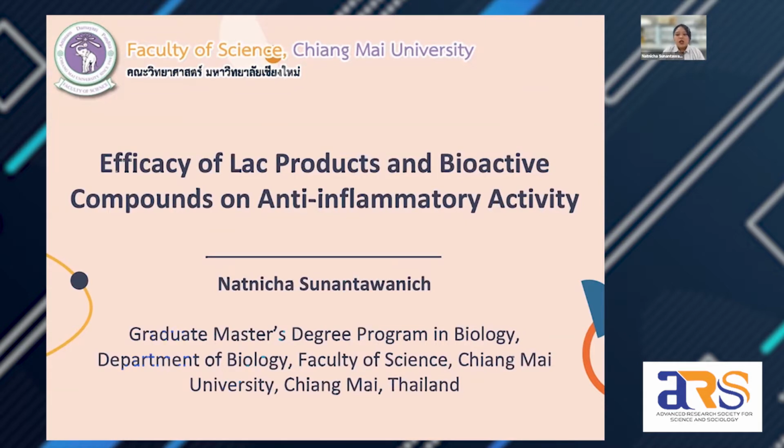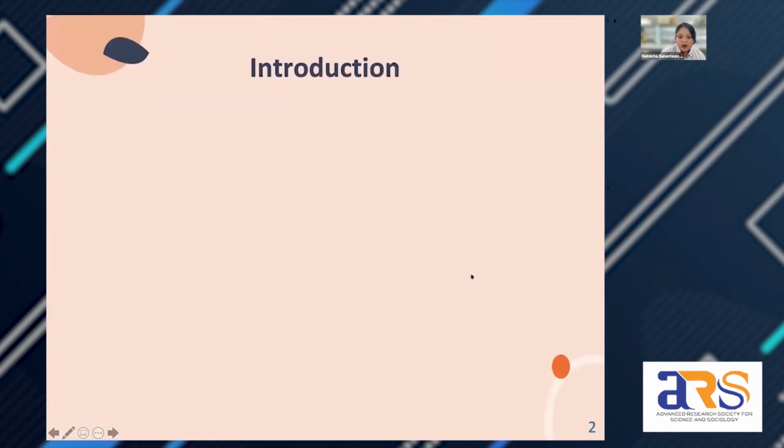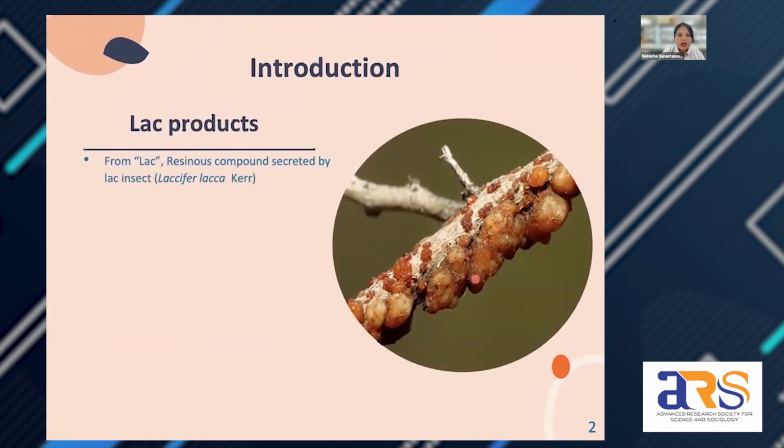University, Chiang Mai, Thailand. Today, I would like to talk about the efficacy of LAC products and bioactive compounds on anti-inflammatory activity. First of all, I would like to talk about LAC products. They are extracts from LAC, the resinous compound secreted by the LAC insect, Laccifer lacca. This insect normally lives on host trees such as rain tree, longan, lychee trees, and so on. It is distributed in India and Southeast Asian countries. In Thailand, we can find it in the North and Northeast regions.